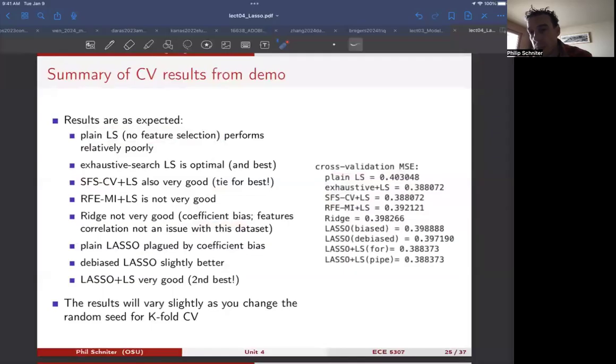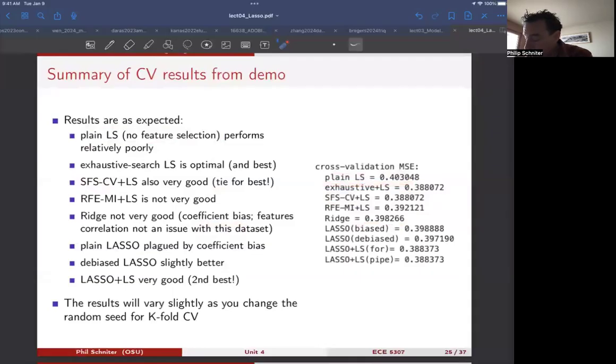The reason we usually want to use ridge, if we use it, is because it's really good at handling feature correlation. So the fact that ridge is not performing that well on this data set is an indication that feature correlation is not really that big of an issue with this data set. Overall, ridge is not performing very well. A little bit better than plain least squares, but not very well.